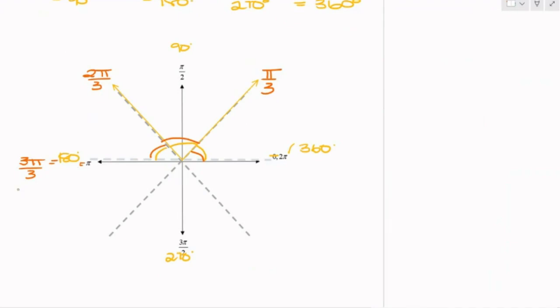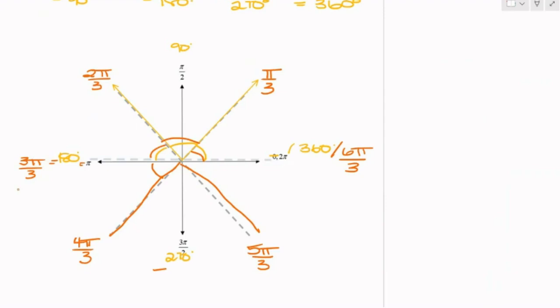So if we extend these lines and divvy up the bottom half into 3 sections, you will go 4 pi thirds of the way. Sorry, over here, 5 pi thirds of the way. And then over here, 6 pi thirds of the way, which is just reduced to 2 pi.